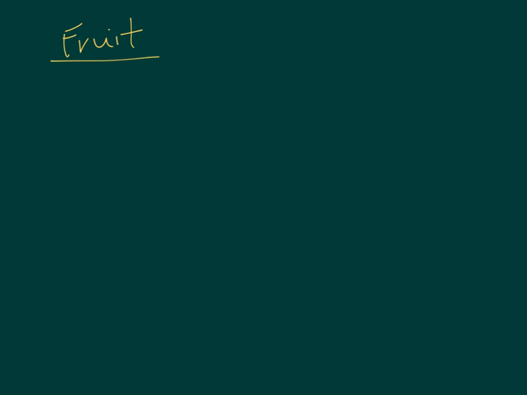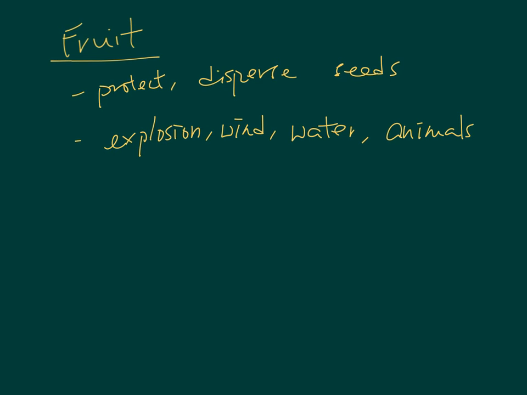The fruit that is produced will then help protect and disperse the seed. It will be able to carry the seed to other places. This is done by explosion, or by wind, by water, or when animals feed on the fruits and then disperse the seed somewhere else.